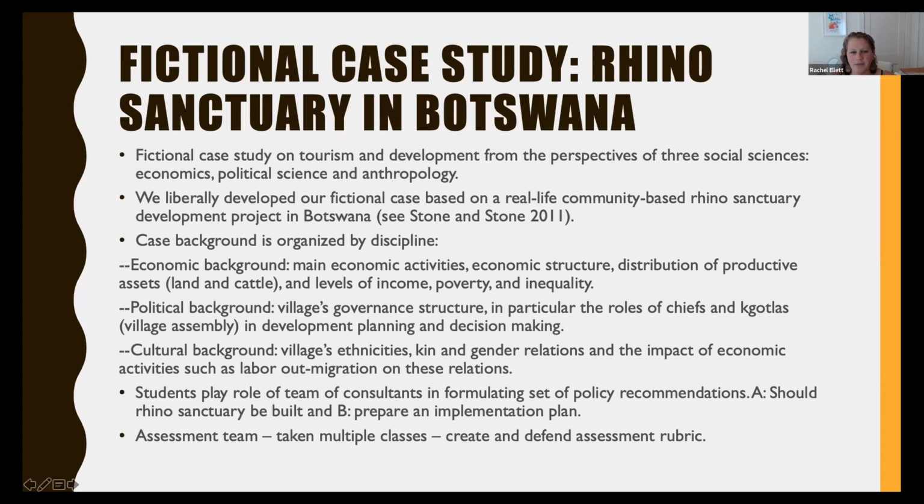So the economics background focused on economic activities, distribution of productive assets, income, poverty, inequality. The political science background focused on the governance structure in the village, the role of chiefs, kgotlas in decision-making and planning. And then finally, the anthropological section focused on kinship networks, gender relations, and the impact of labor outmigration from rural to urban areas. So this was a case study.